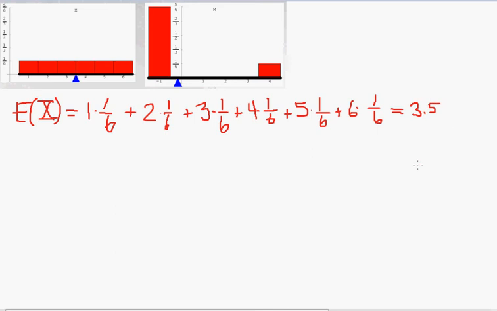We notice that the expected value is not one of the possible values, and that is perfectly okay. The average, the blue triangle in the picture here, is at 3.5, between the possible values of 3 and 4. To find the standard deviation, the easiest way to do this is to first figure out the expected value of x squared.